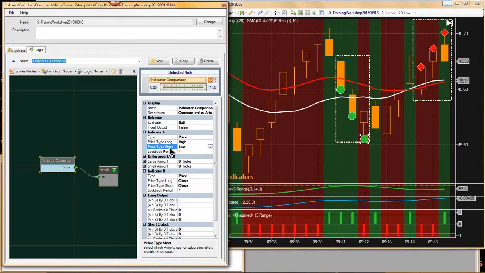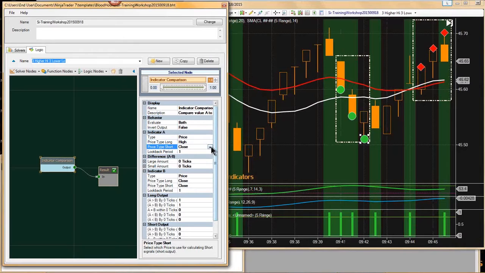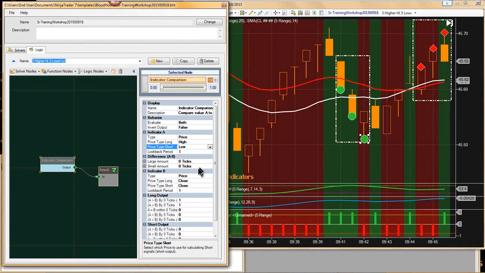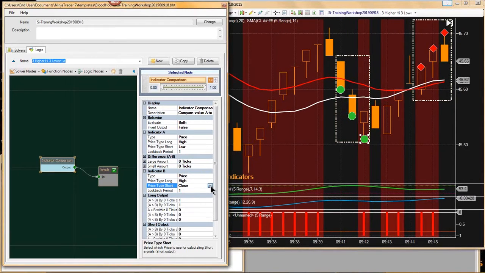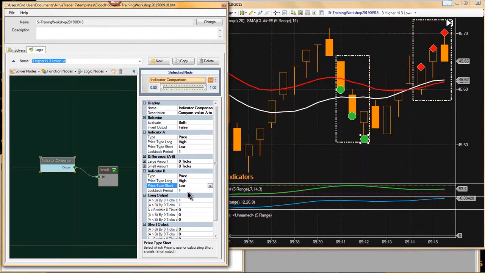And so we're going to generate a short output using the low prices when we get 3 lower lows. And let me switch that back. Okay, and so I have to do the same thing for indicator B. So we'll set that to the high. We'll set that to the low.